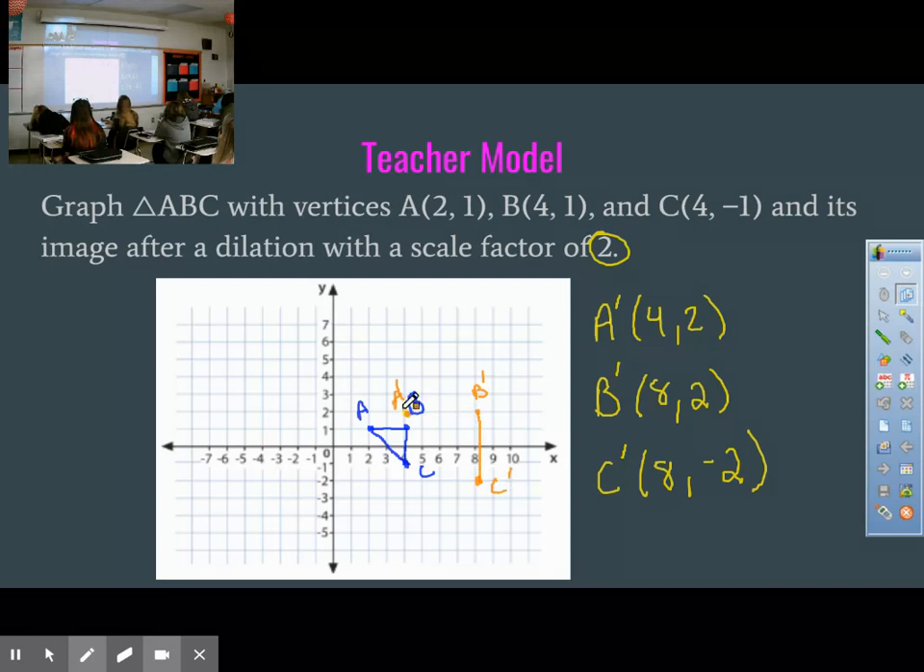Guys, don't forget, whenever you're graphing a triangle or quadrilateral, you must connect the points when you're finished. All right, and there's your dilation. So now all we're doing is multiplying. It works the same way if it's an enlargement or a reduction. If it was a reduction, it would say with a scale factor of 1/2, and then you just go through and multiply everything by 1/2.